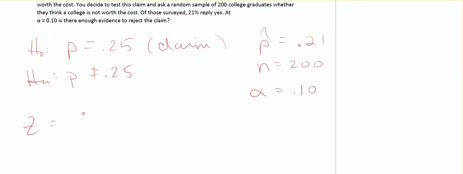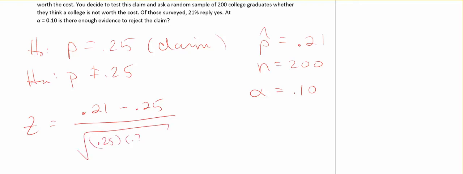Z is found the same way as it was before. The only thing that's going to be different in this problem is how to do the p-value. So we do our subtraction. We take the square root of p times q, divide by n, and take a look at what size Z is. So Z is negative 1.31, which is where I'm going to stop for that one, because we do need our table for this one.